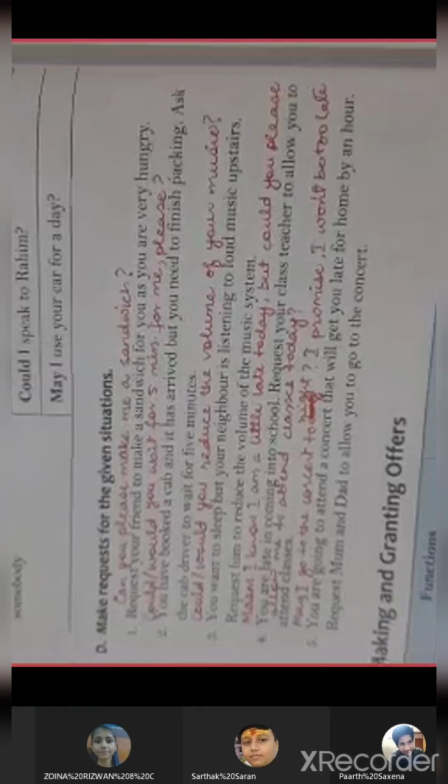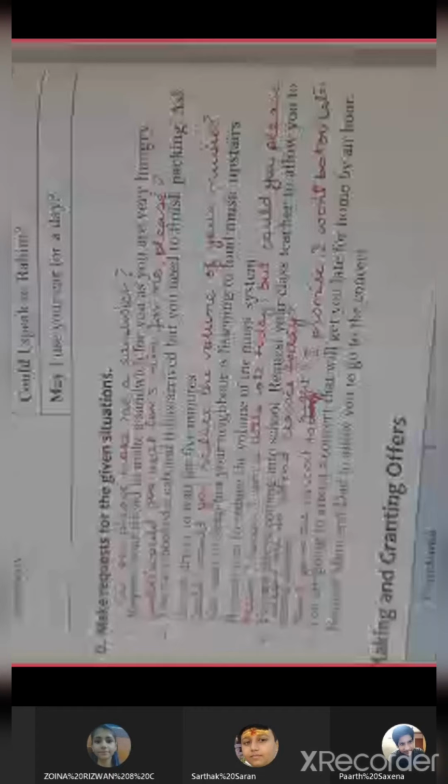Number five, you are going to attend a concert that will get you late for home by an hour. Request mom and dad to allow you to go to the concert. Answer, may I go to the concert tonight? Question mark. Switch off your mic. I repeat, may I go to the concert tonight? Question mark. I promise, comma, I won't be too late. Full stop.